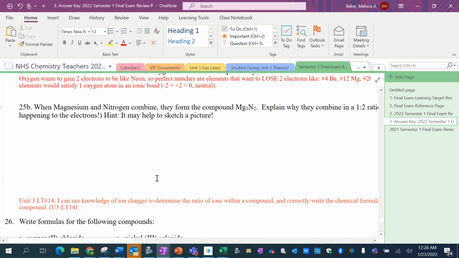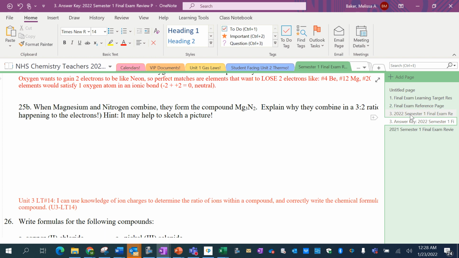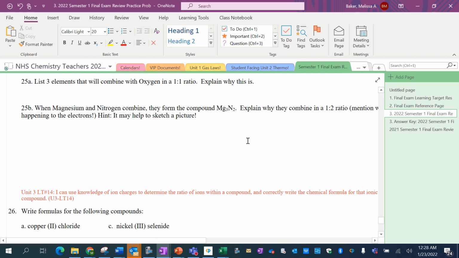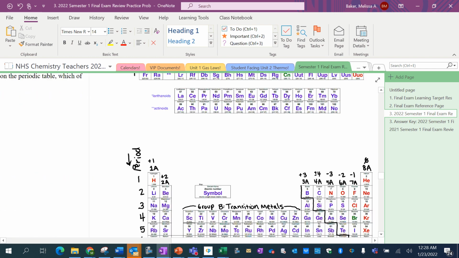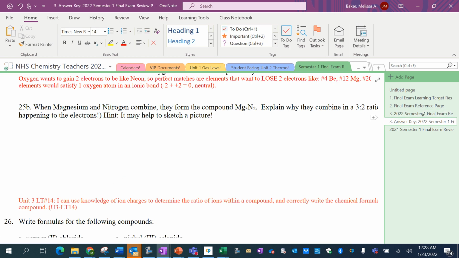When magnesium and nitrogen combine, they form Mg3N2. Explain why they combine in a 3-to-2 ratio. Mention what is happening to the electrons. Gotta fix that up real quick. I forgot I wrote on this too. Sorry, okay, there we go.